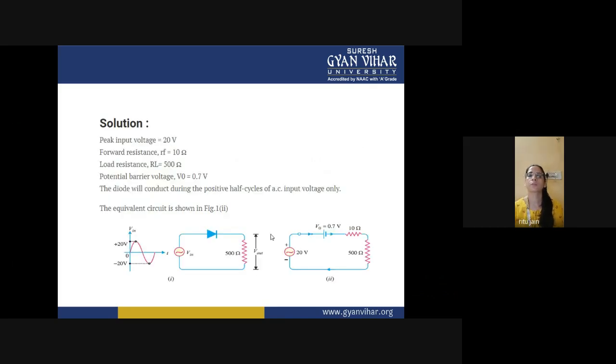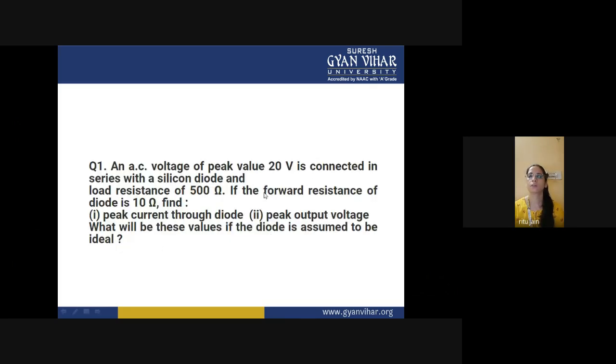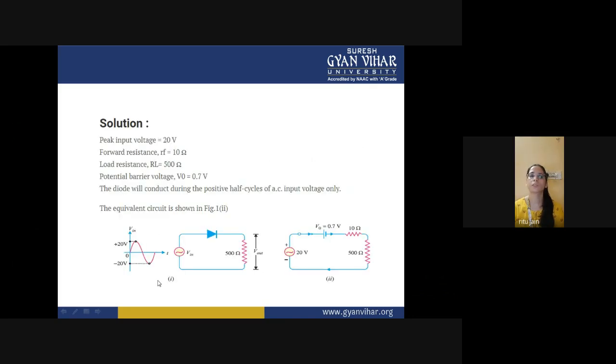The peak input voltage given is 20 volt, and the forward resistance, as you can see in the question, is 10 ohm. Forward resistance means that when the diode is connected in forward biasing, there is some resistance which appears in the circuit due to the diode. That is the forward resistance of the diode, which is 10 ohm, and the load resistance is RL equal to 500 ohm.